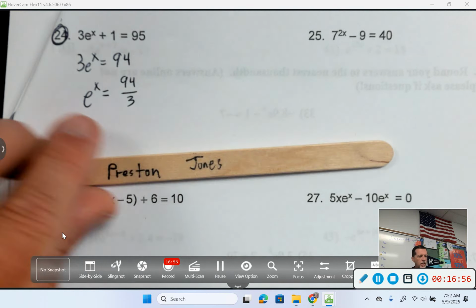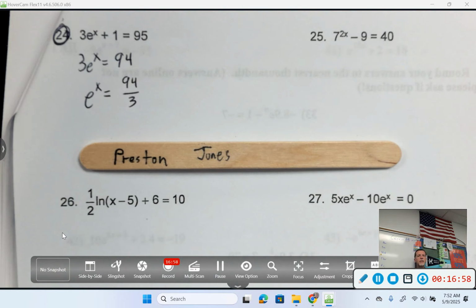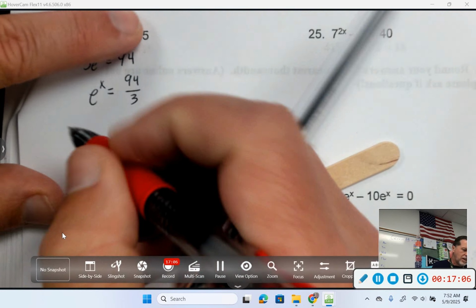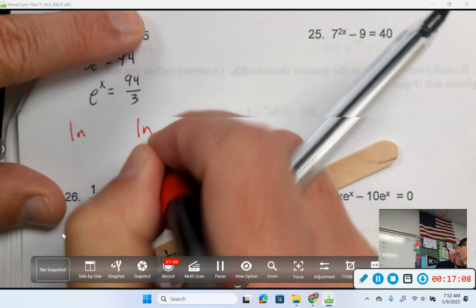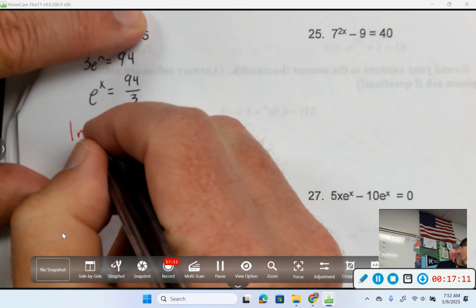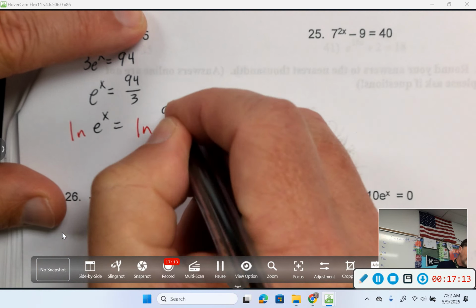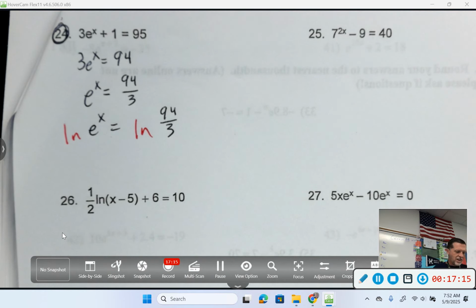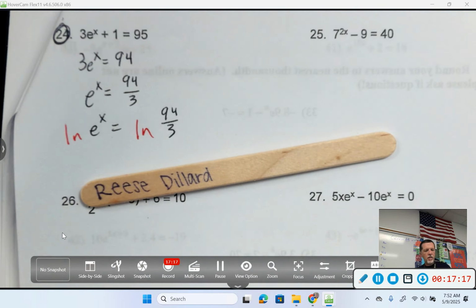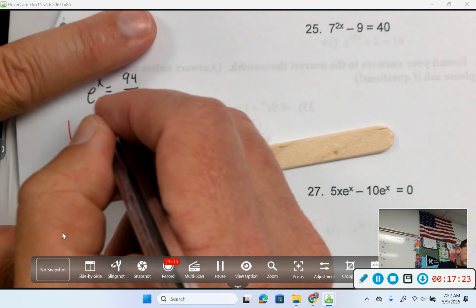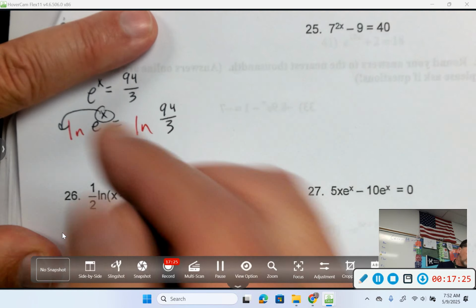E to the x equals 94 over 3. That looks weird. Preston, any idea what we should do next on this one? Natural log. Perfect. It's natural log both sides. And this turns out to be one that's nicer than the others. Reese, why did Preston choose to natural log both sides? Like, what can we do next? So move the x to the coefficient. Good. Move that x as the coefficient.